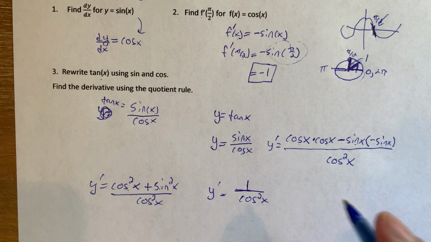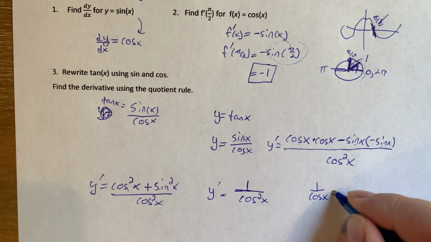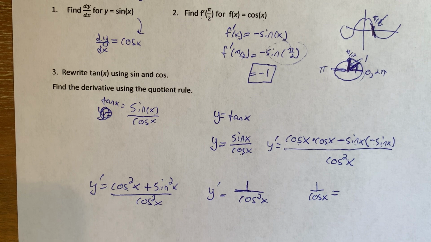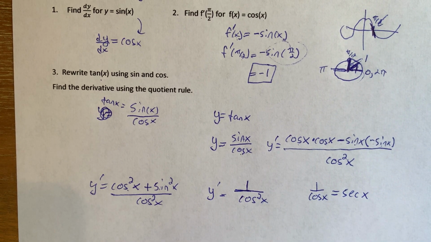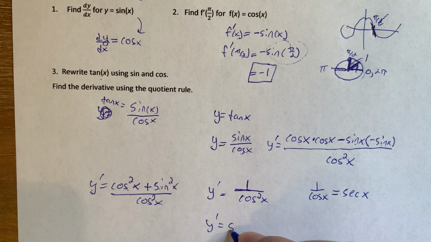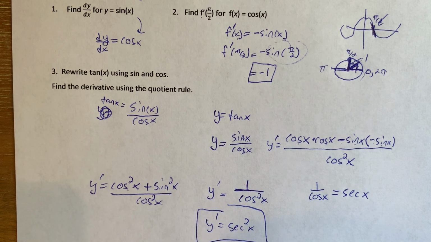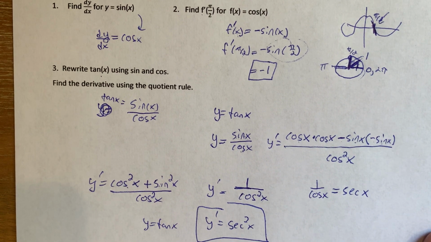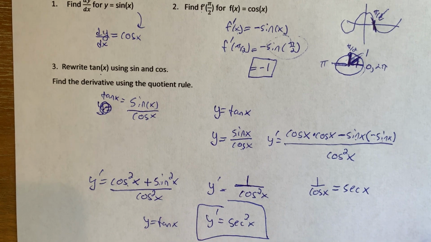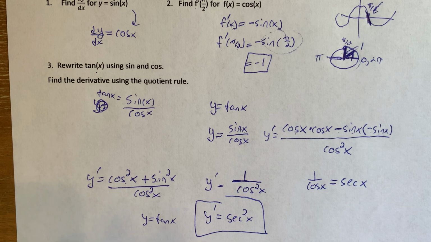This is kind of okay, but there's a cool way to rewrite this, because 1 over cosine of x is equal to what trig function we should know? This is secant of x, and so 1 over cosine squared of x is secant squared of x. And this is usually how we write the derivative of tangent of x. And this is something we'll memorize. We'll talk about that later today. So if you have y equals tangent of x, the derivative is secant squared of x, and it comes from just the quotient rule and then using some trig identities.